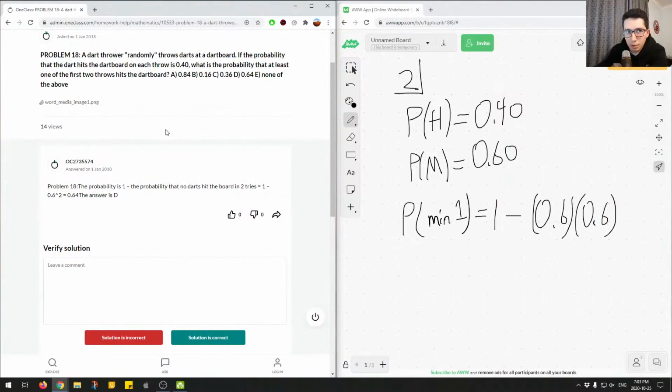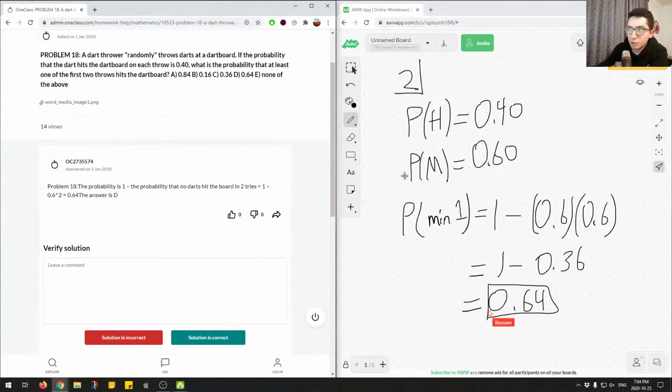So by thinking about it this way, we're able to calculate the probability that at least one of the first 2 hits the dartboard, because in this situation this would be true. So we end up with 1 minus 0.36, and that gives us 0.64. And that's our answer. So looking at the options, we can see that D is the answer here. So let's say D.